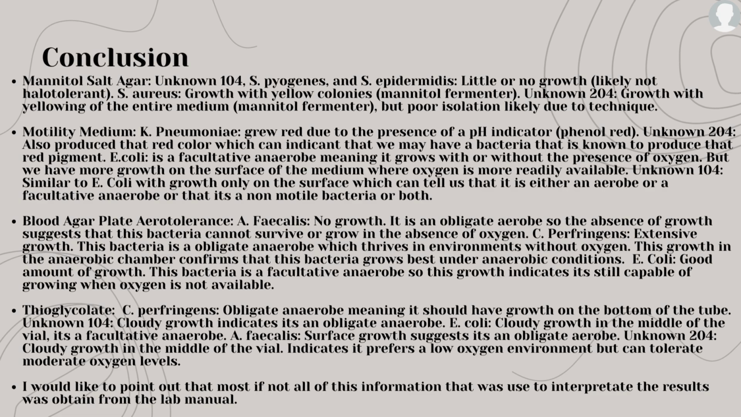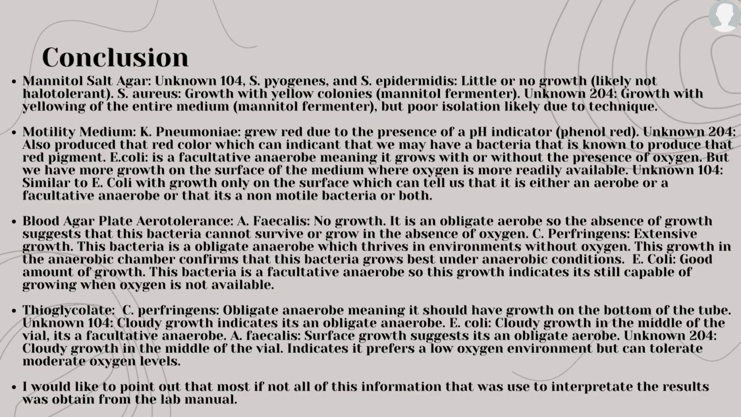For the motility medium, our K. pneumoniae grew red due to the presence of a pH indicator, which could be phenol red. Our unknown 204 also produced that red color, which can indicate that we may have a bacteria that is known to produce that red pigment.